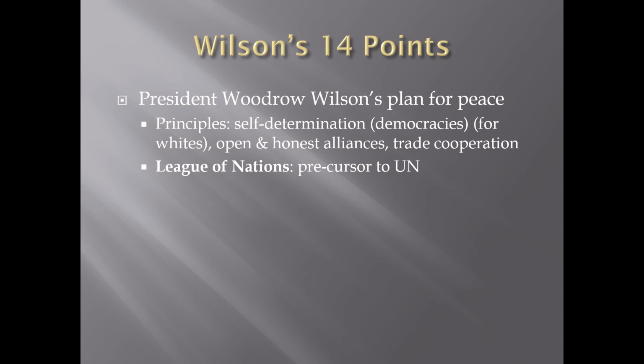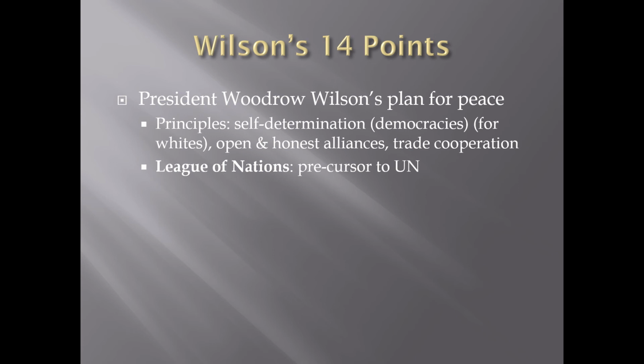So in Germany, which had an emperor, in Austria, which had a monarchy, not in India, for example. He wants open and honest alliances, so none of these secret backdoor dealings that partly got us into this mess, and trade cooperation. So no longer will countries be able to say, hey, we control India, so nobody else can trade with India. Or, hey, nobody else can trade with our colony in Indonesia. Now anybody will be able to trade with anybody.